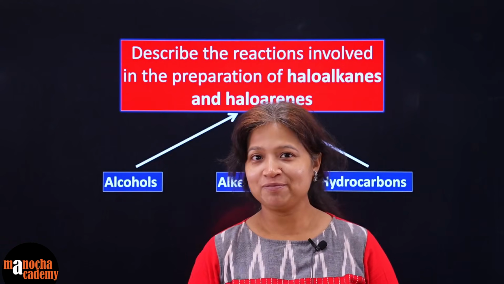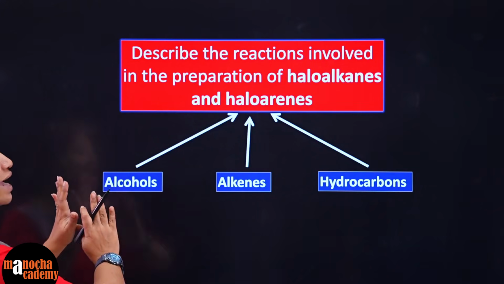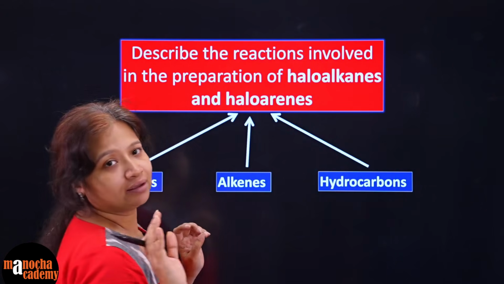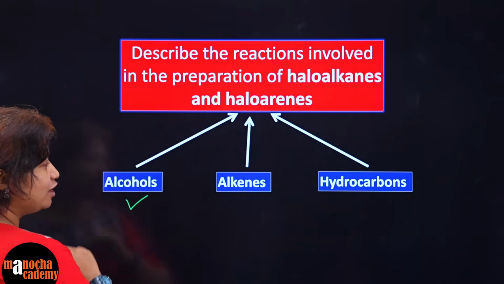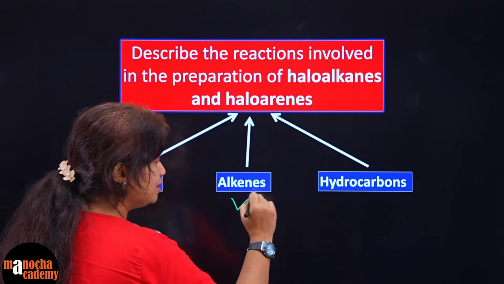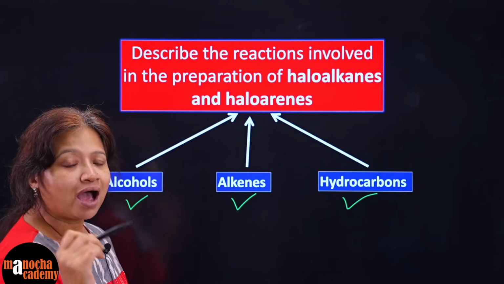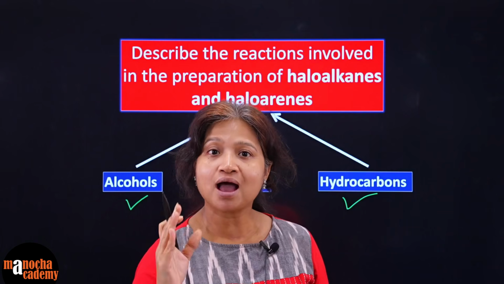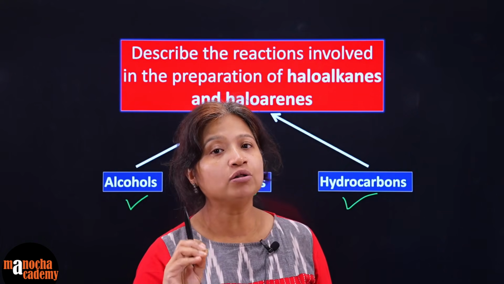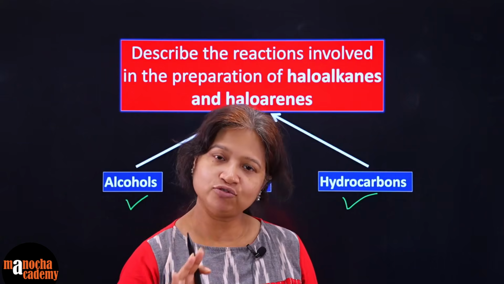We come to the main part of the chapter. Now, first of all, what are the substrates we use to prepare haloalkane? One of the substrates, you can start from an alcohol, you can start from an alkene, or you can start from a simple hydrocarbon. Under hydrocarbon, you have to understand it's not only alkane, alkene, alkyne. Benzene is also a hydrocarbon.